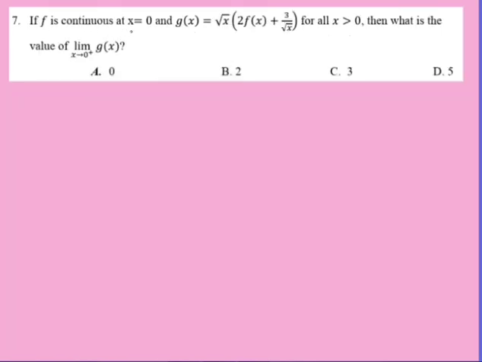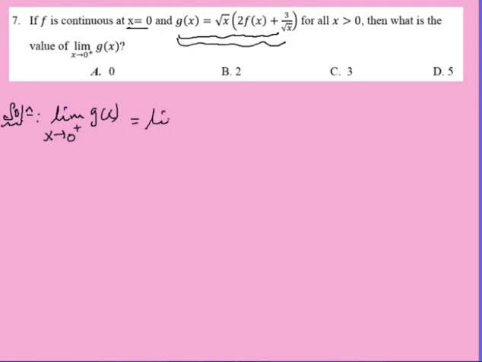If f is continuous at x equals 0 and g of x is given, then g is a combination of some function and f. Then what is the value of the limit of this function, given that f is continuous at 0? So to solve the limit of g of x as x approaches 0 from the right, g of x means this one.